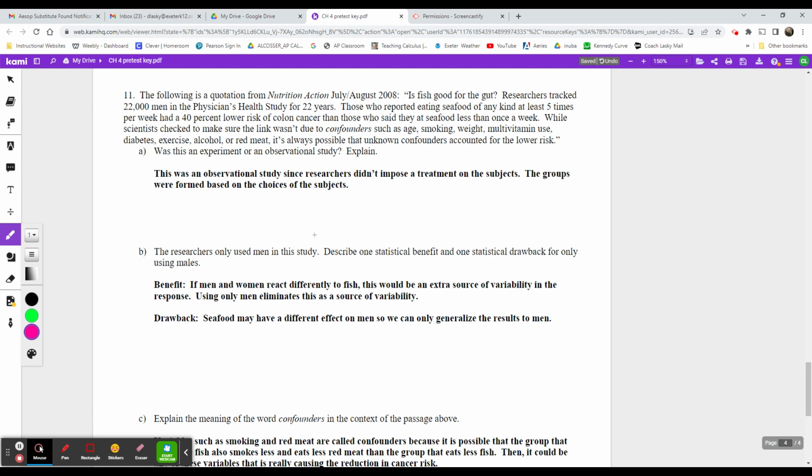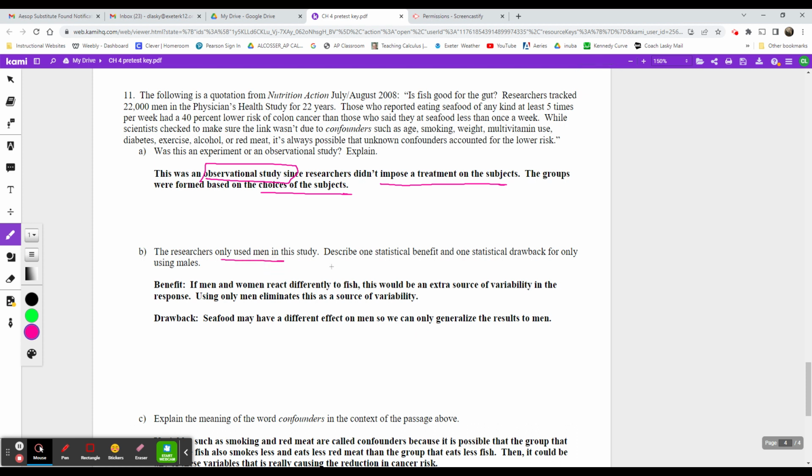All right, 11. Was this an experiment or an observational study? So if you're looking through this, you're going to find out that they did not impose a treatment. So that means it was an observational study and it was based on the choices of the subject right there. So really look, if it's an experiment, they're going to be applying a factor.